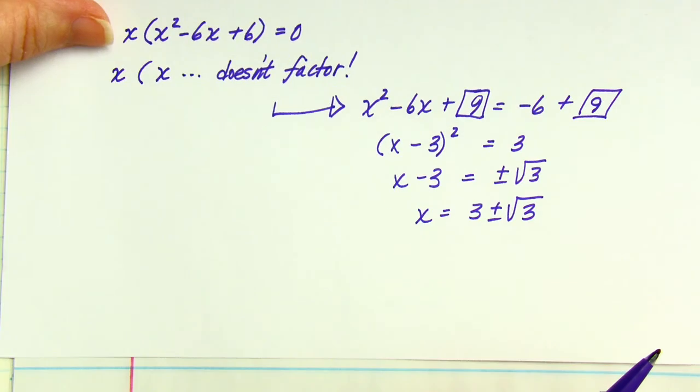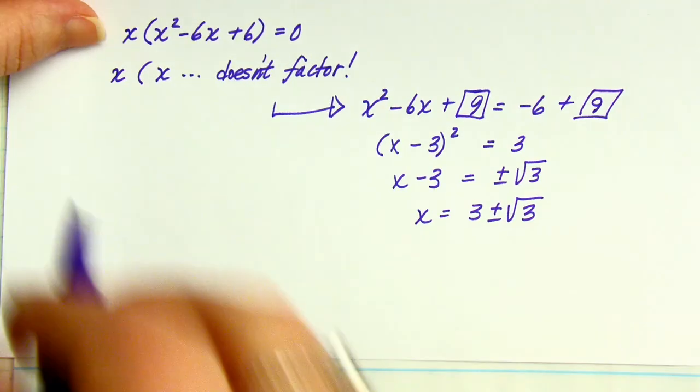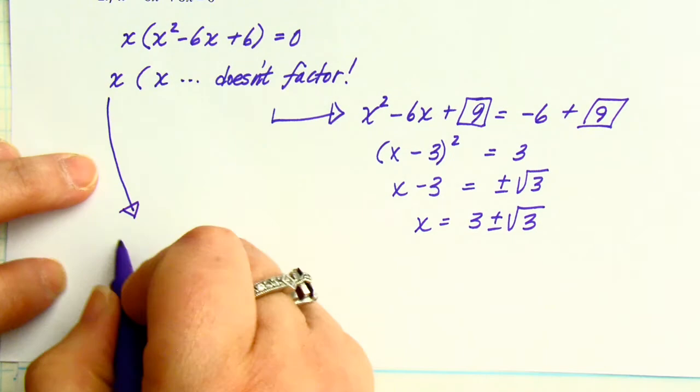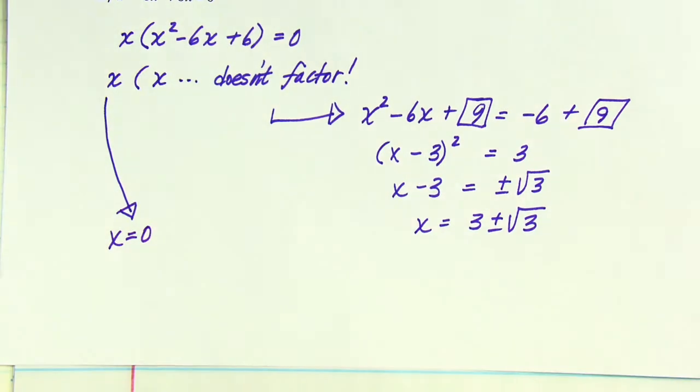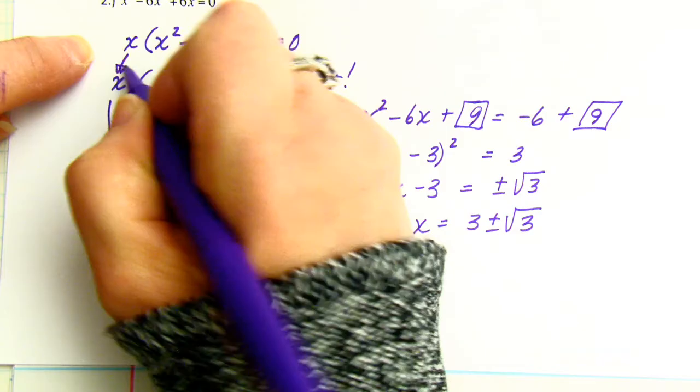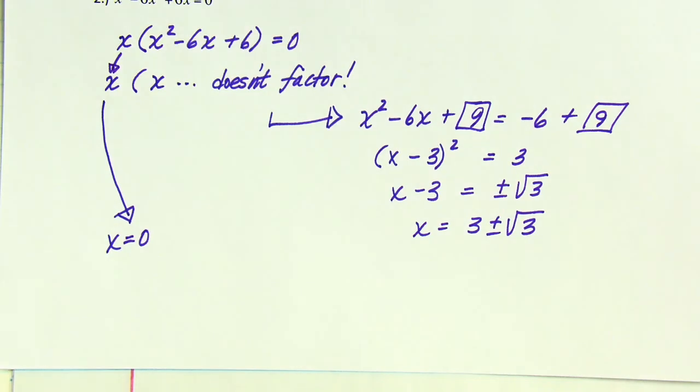Now I have to write my solution. You can't forget about this one, right? ZPP says x equals 0. This is one of the factors, which was this factor. That was the GCF. Okay, you can't forget about that one.